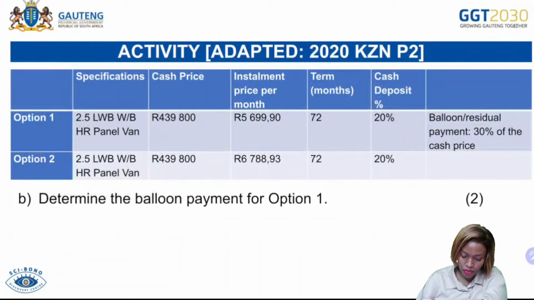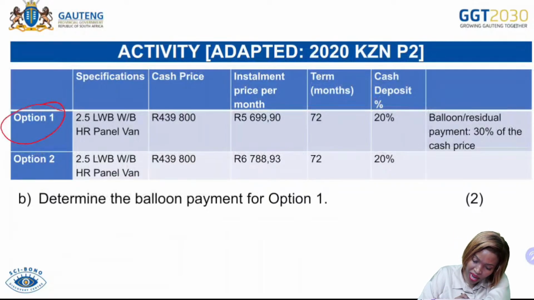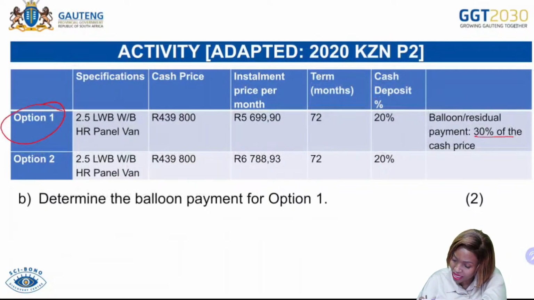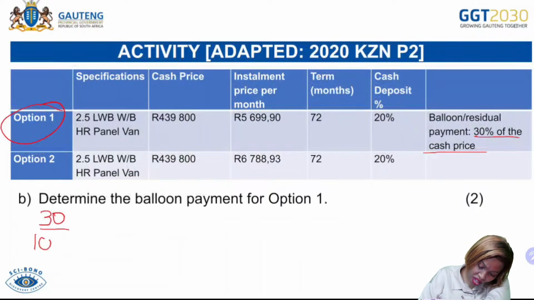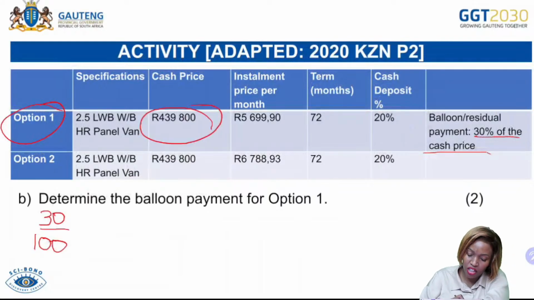The next question: determine the balloon payment for option 1. Remember, we already calculated it, but we are going to do it again. This is option 1, and the balloon payment is 30% of the cash price. So you will say, okay, 30% is 30 over 100. What is the cash price? This is the cash price.